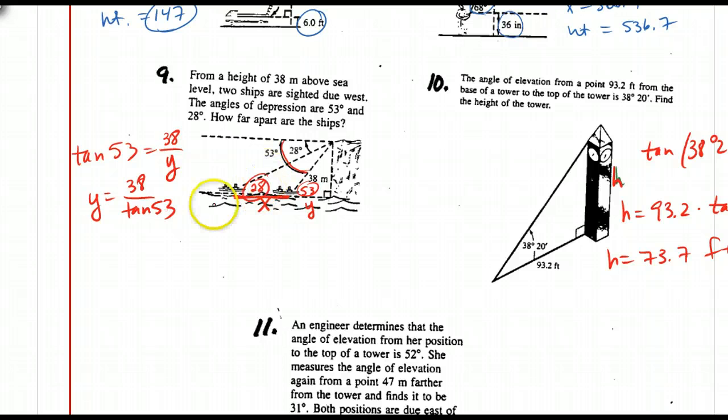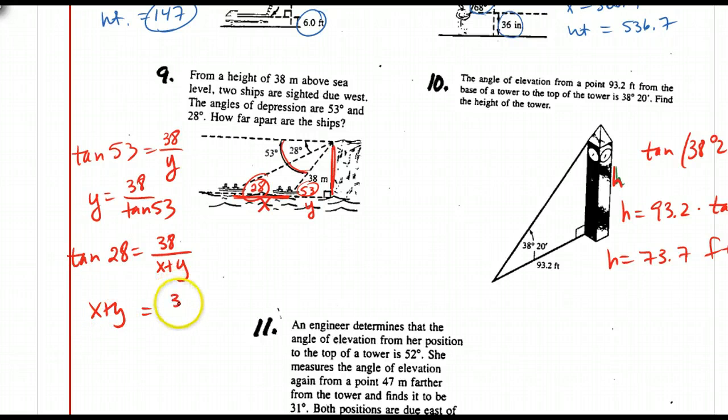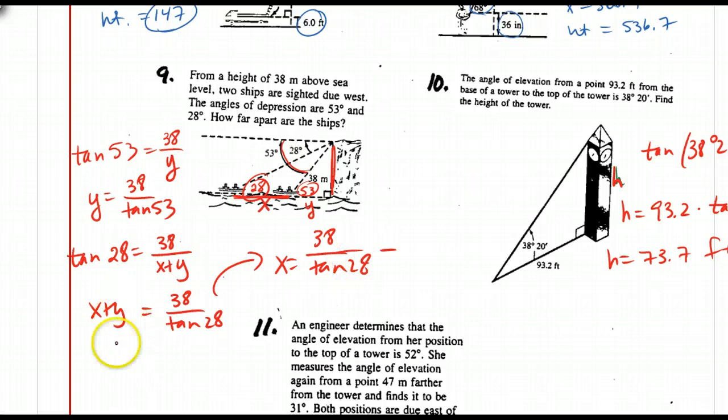The tangent of the other angle, 28, is equal to 38. This is 38 here, over x plus y. So the total length of that adjacent side down there, x plus y, is equal to 38 divided by tangent 28, which means then that x is equal to 38 over tangent 28 minus y.